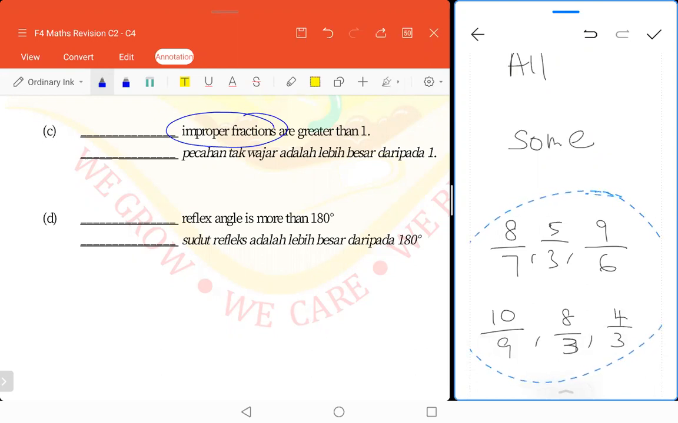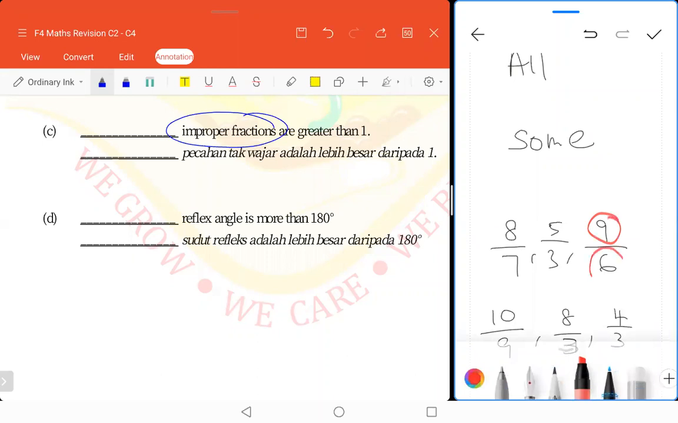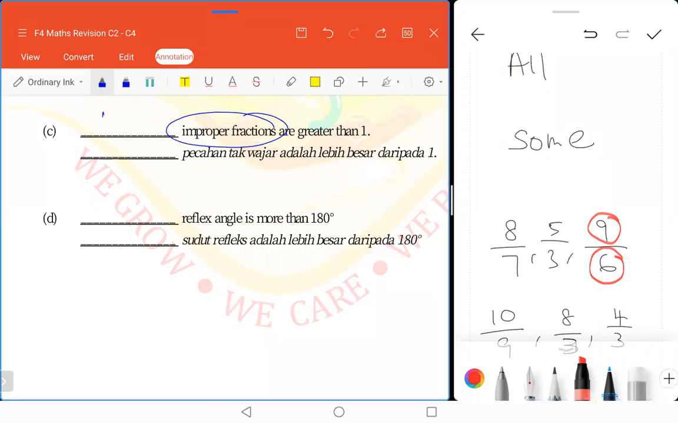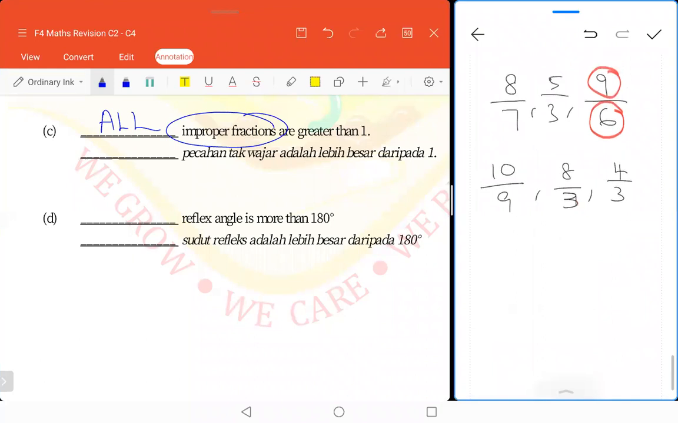The answer is all. Because improper fractions means what? The numerator must be greater than the denominator. That's the reason why improper fractions are all greater than 1. Okay, this one is all. Example is here.